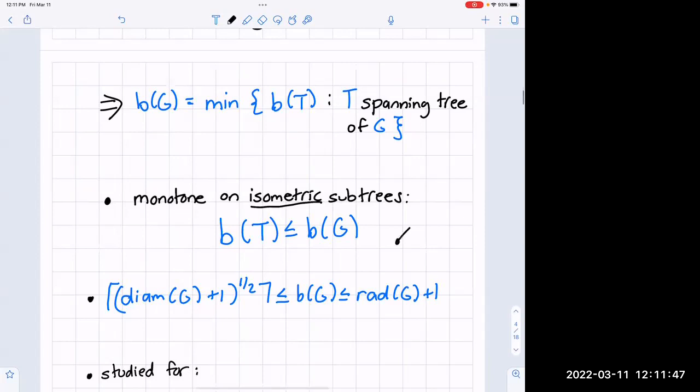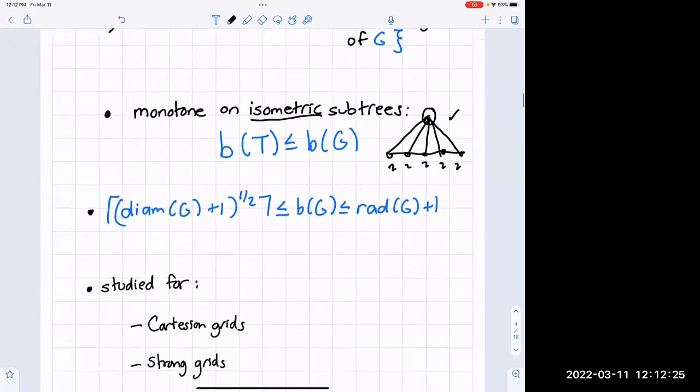You can look at something like this example. Here, the burning number is 2. This is your source, and then all of these become on fire in the next step. But if I take away that vertex and look at just the path, the burning number is 3. So it's not true in general for subtrees, but it holds for isometric subtrees.